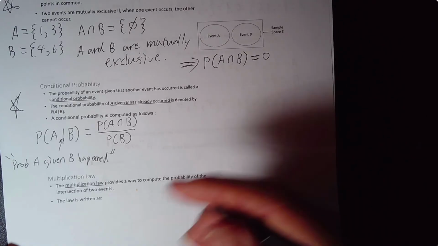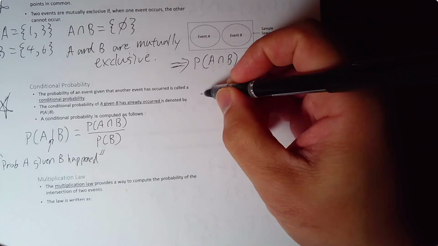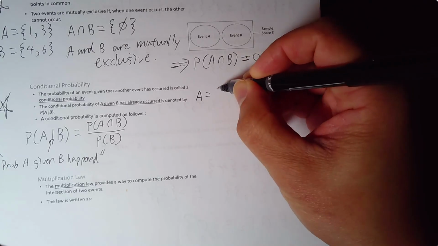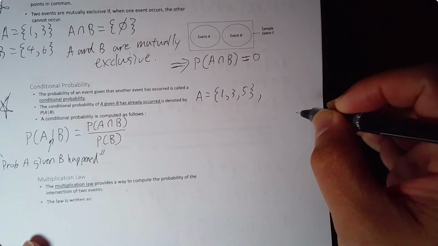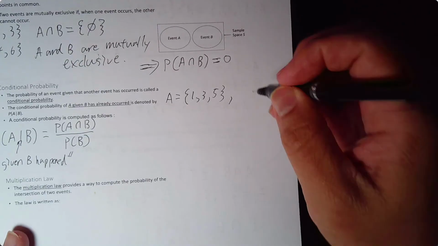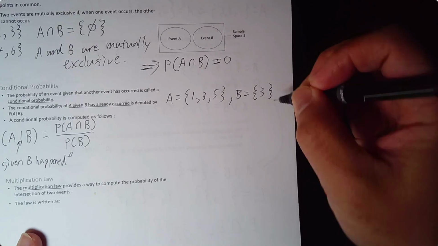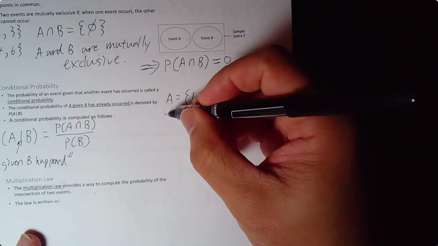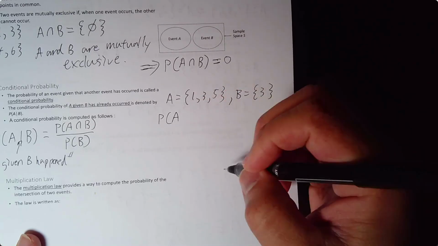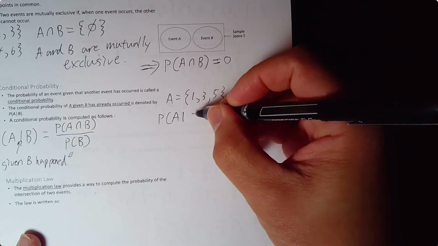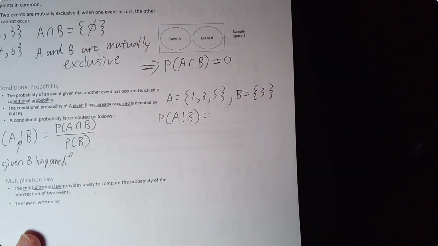So here, let me give you this. Suppose that A equals 1, 3, 5. Now this is going to be a silly but informative example. B equals 3. Now here's my question. What's the probability that any one of these A is going to happen, given that B happened already? You can pause and think about it for a second.